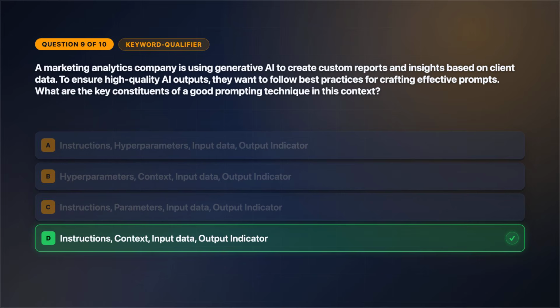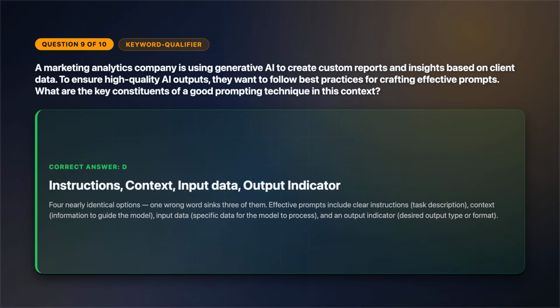The correct answer is option D. 4 nearly identical options. One wrong word sinks 3 of them. Effective prompts include clear instructions, task description, context, information to guide the model, input data, specific data for the model to process, and an output indicator, desired output type or format.